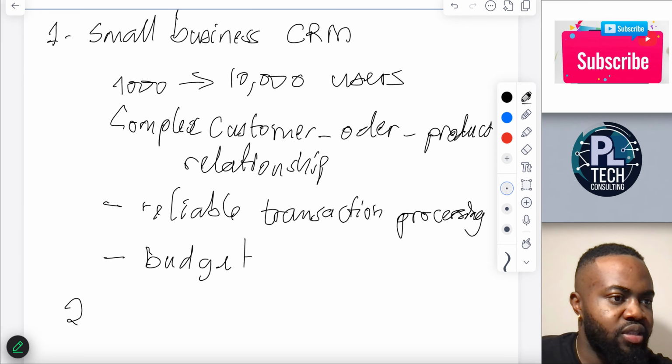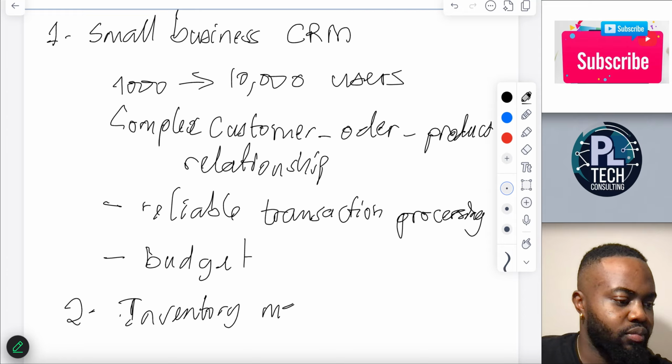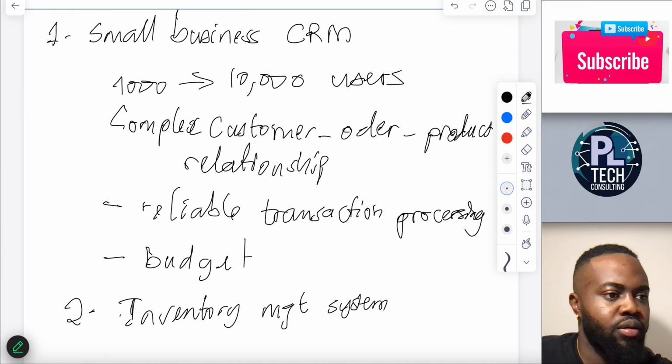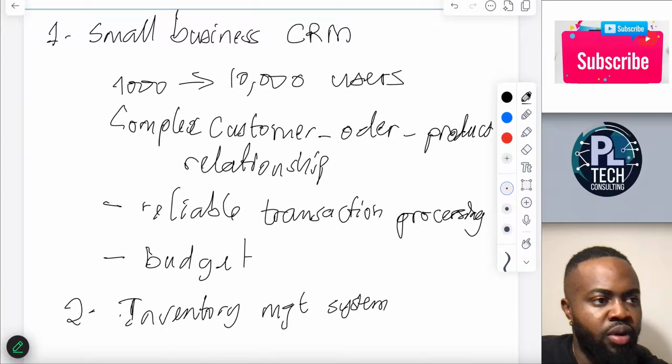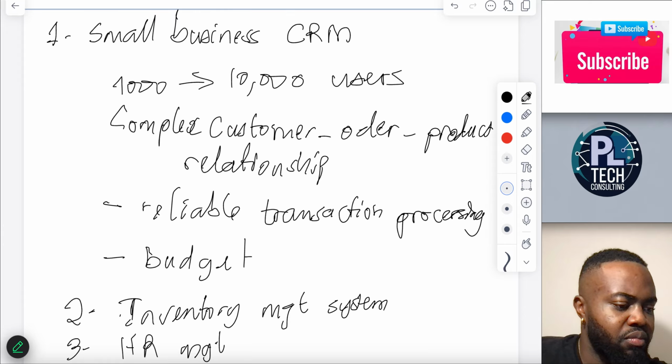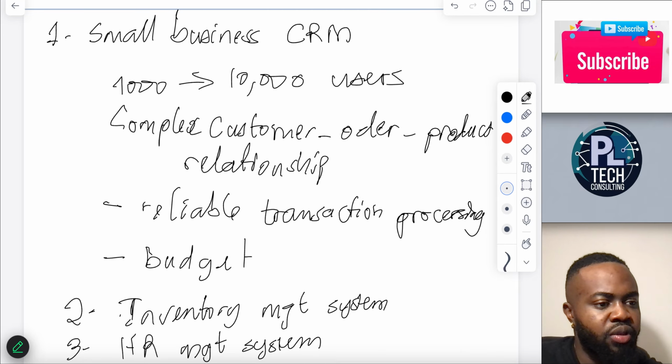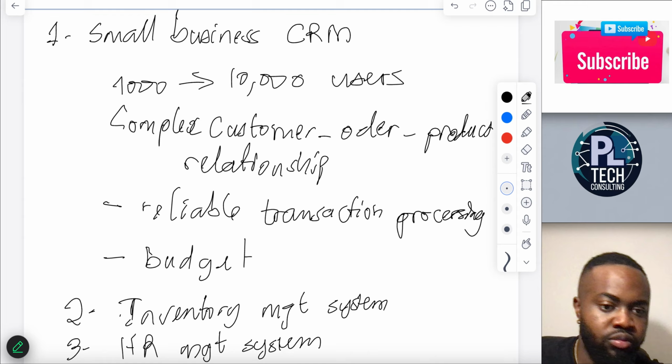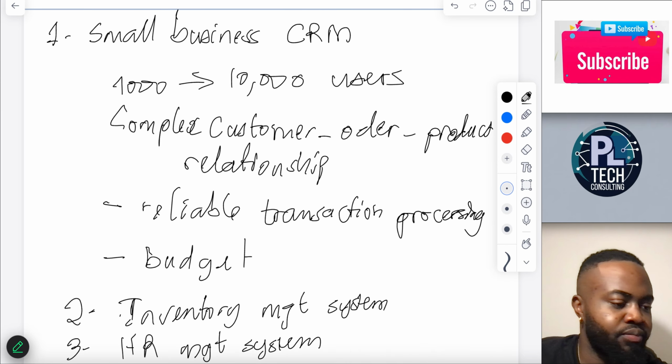Now, another good example would be inventory management systems. Think about tracking products, supplies, warehouses, needing accurate stock counts, complex reporting requirements, and established business processes, things like that. Or even another good example would be an HR management system. Keeping employee records, complex reporting with salaries and things of that nature. Also keeping track of compliance and audit requirements and things of that nature.